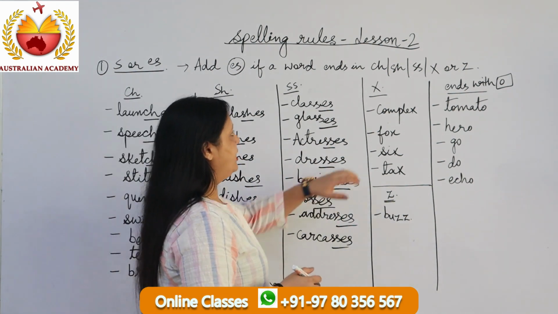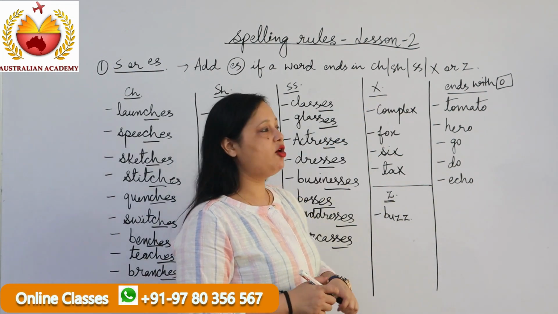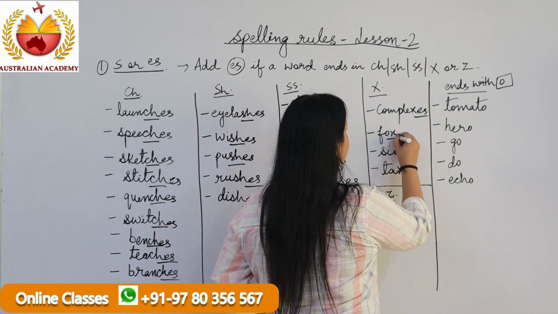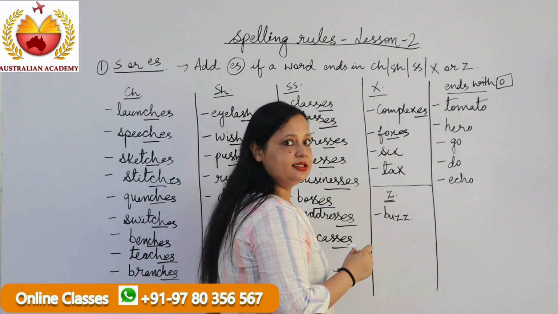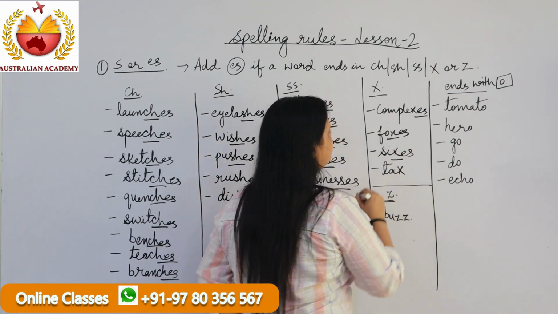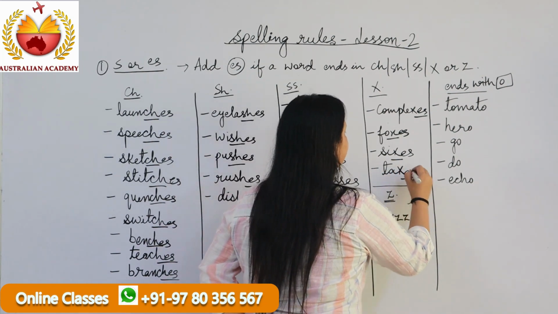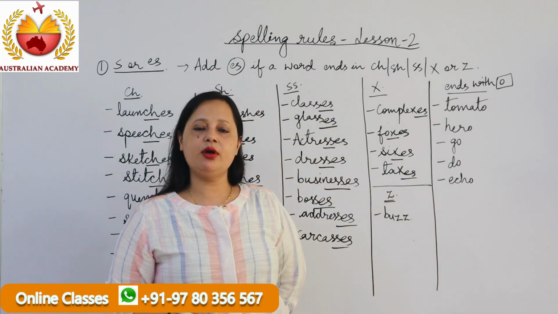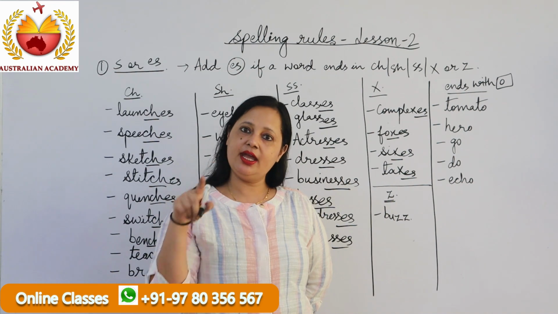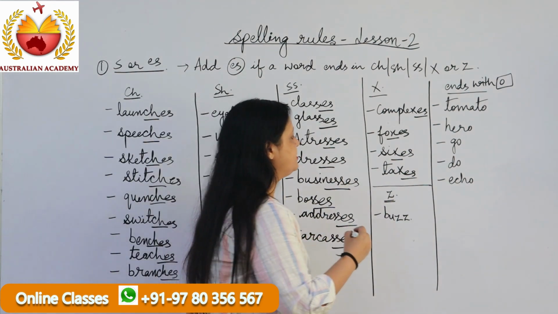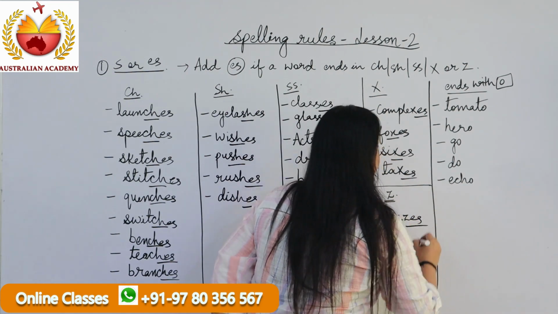Next, when a word ends with x: complex, we make it complexes. Fox becomes foxes. Six becomes sixes. Tax becomes taxes. Any word you have in mind that ends with x, you have to put es at the end. Then with z, it is buzz, buzzes.